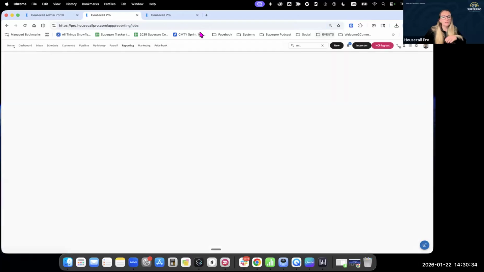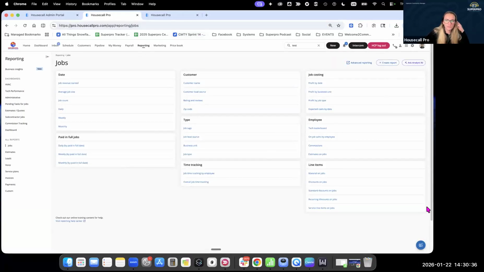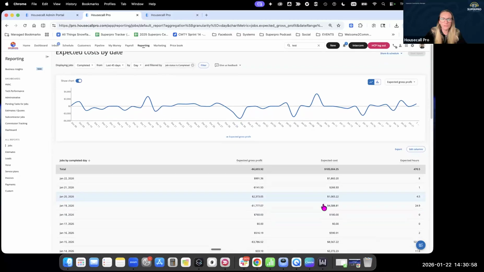And then the other thing I wanted to call out was what that expected cost looks like when you're doing flat rate pricing. See this right here under job costing, expected costs, and then there's another one for filtering out.